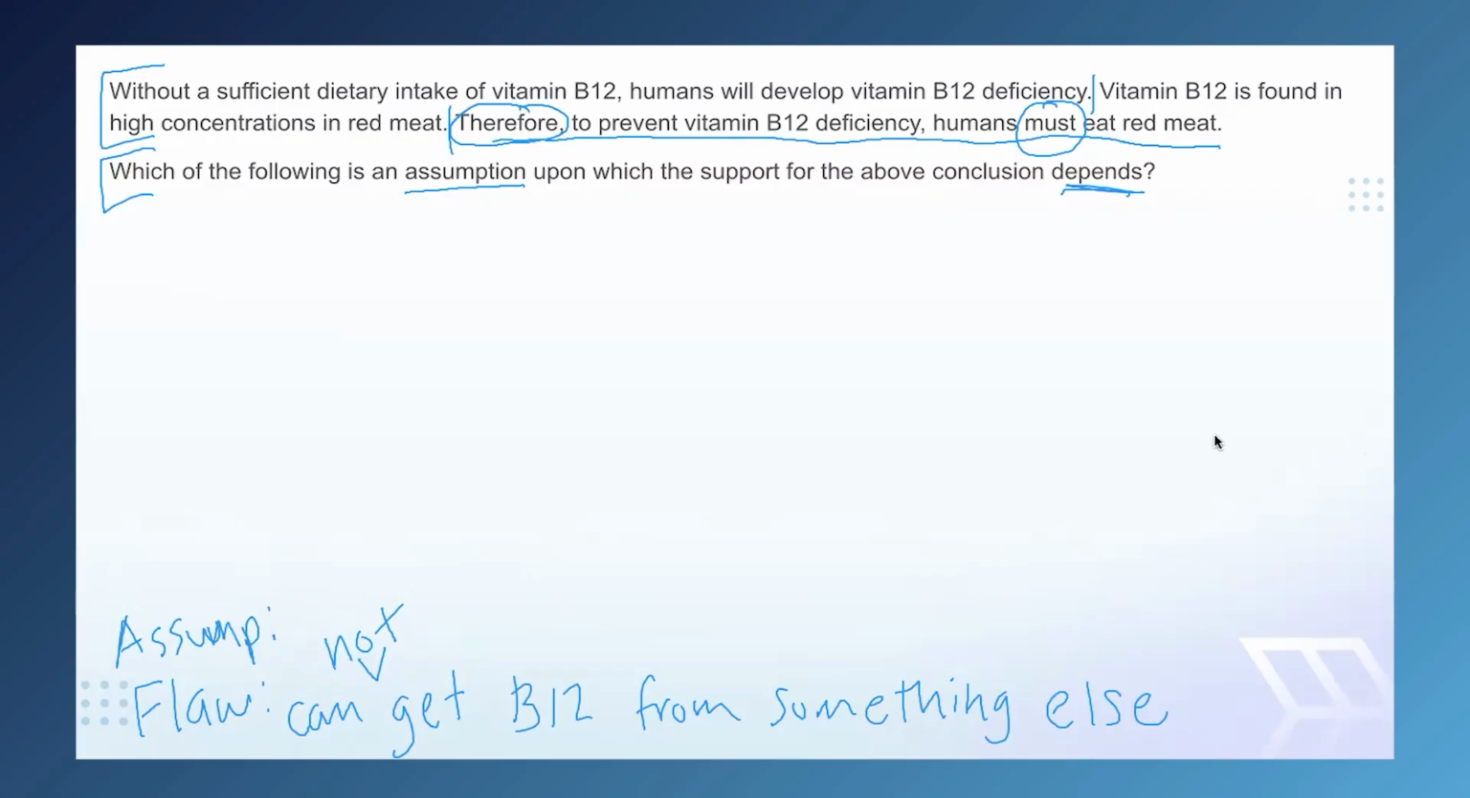That simple. So notice that our prediction for our assumption is just the negated version of our flaw, or it is our flaw with a not added, or in some cases removed. Now we're going to revisit this idea of negation when we get to our answer choices. But for now, we have our prediction. We cannot get B12 from something else. Now we can look for that in our answer choices.